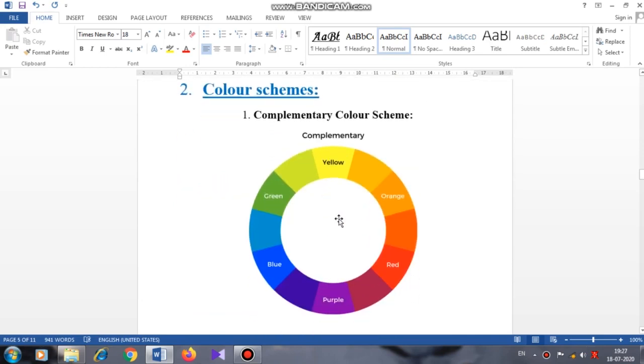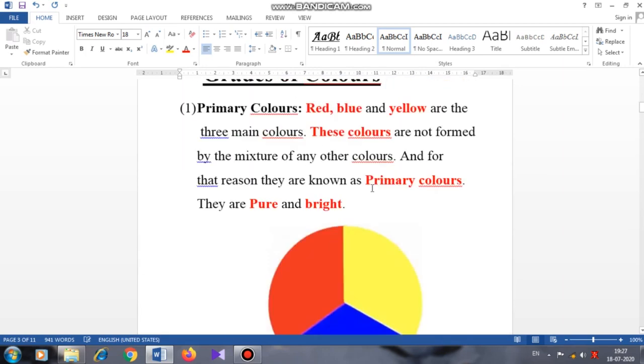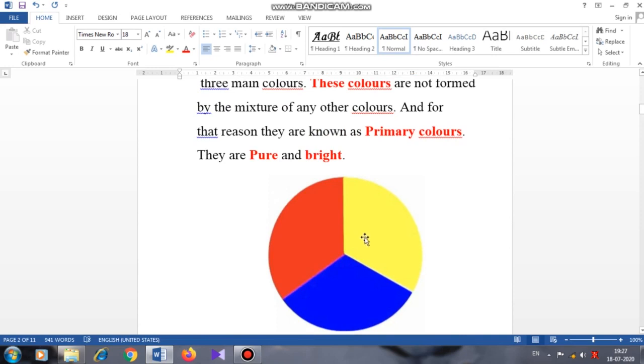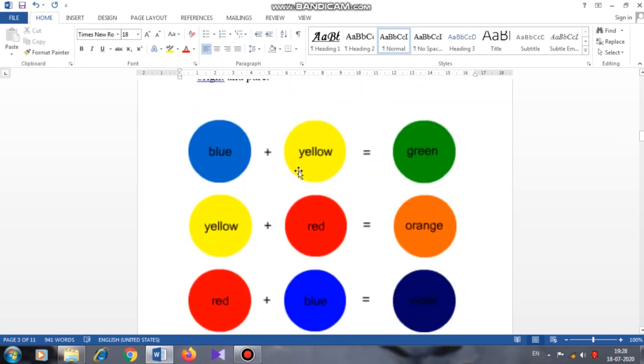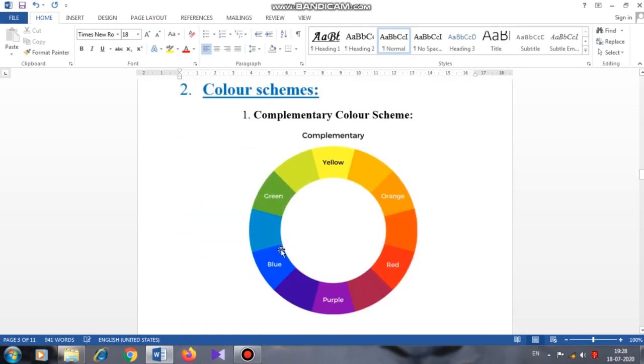Now to understand the different type of color schemes, first you should know the wheel of colors. In the previous topic we had seen that there are three main colors: red, yellow and blue, right? Then by mixing red and yellow we were getting orange color, by mixing blue and yellow we were getting green color, and so on. So if I draw a wheel of color this way, here you can see three primary colors: red, yellow and blue. By mixture of yellow and red we get orange color. By mixture of yellow and blue we get green color, and by mixture of blue and red we get purple color. Am I right? Fine.